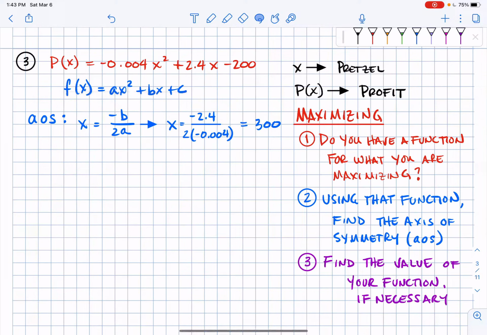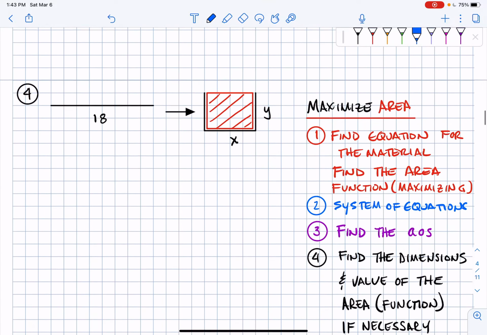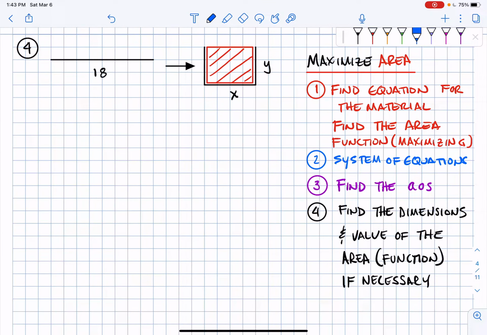And since I already got what I need, the answer is going to be 300 pretzels, which is choice C. Boom. There we go. There's number 3. Number 4, maximizing the area.